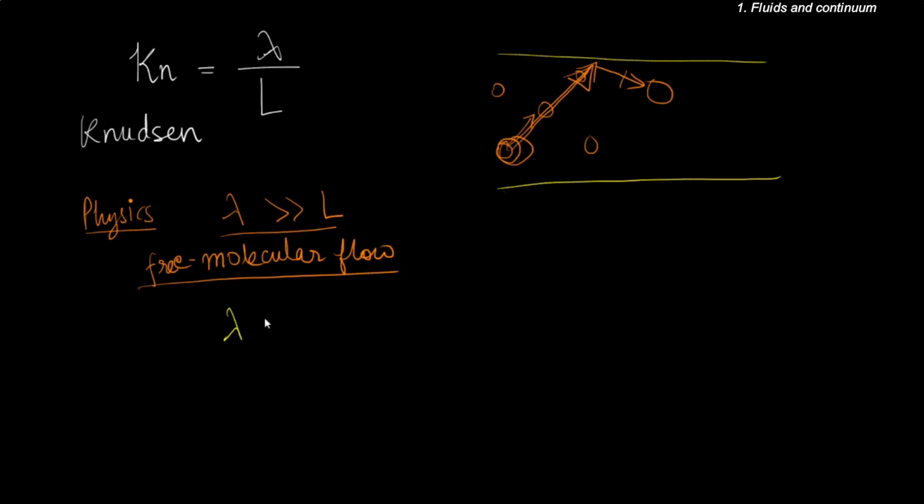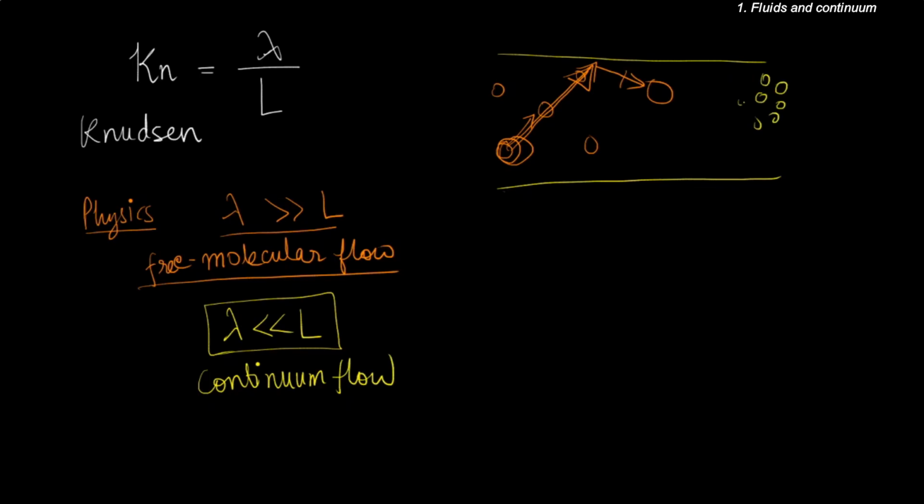If the mean free path is much smaller than the length scale, this again brings us back to the same set of assumptions behind the continuum hypothesis, and these are continuum flows. Physically, it means that there is a large number of molecules, and a molecule strikes another molecule before it strikes the wall of the container. So it behaves like a continuum flow.